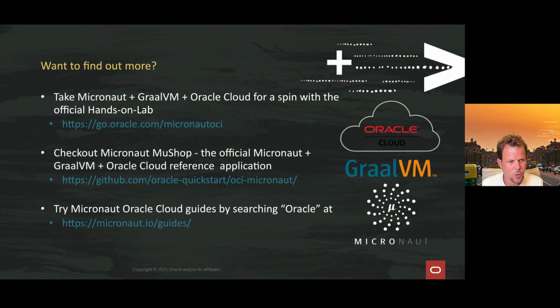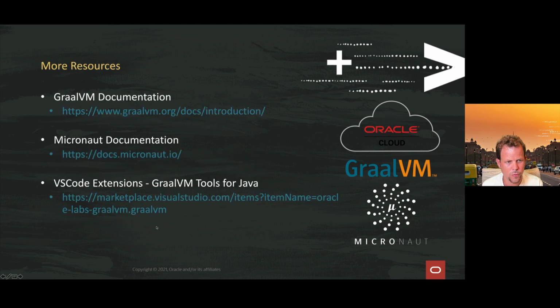So that's the demo. If you want to find out more, you can take Micronaut plus GraalVM plus Oracle Cloud for a spin with the official hands-on lab. Just jump to that link. You can check out Micronaut Moonshop, the official Micronaut plus GraalVM plus Oracle Cloud reference application, which provides lots of samples of using different Oracle Cloud services. You can try all the Micronaut guides by going to Micronaut Oracle Cloud guides and searching for Oracle. So lots of resources.